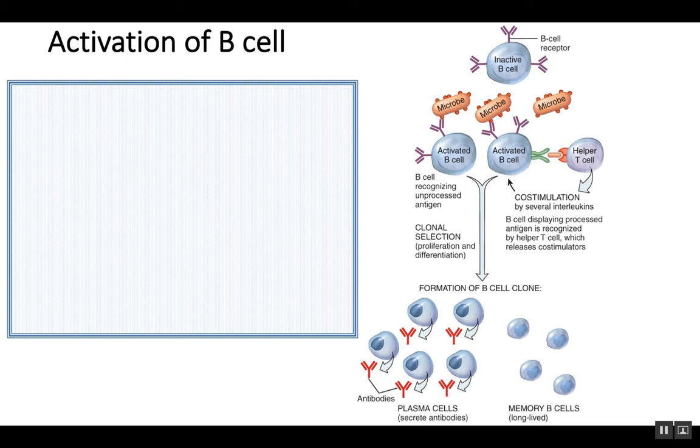The antibody-mediated immune system revolves around B cells. That's because B cells are the only cells that can produce antibodies. Antibodies are fairly large proteins that are produced and attached to very specific antigens.